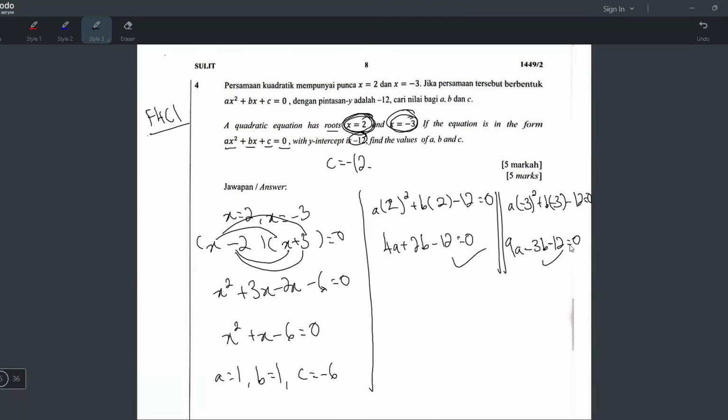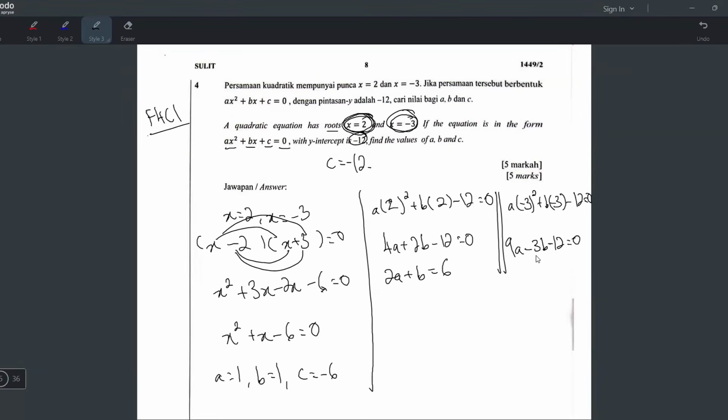Okay, looking at this and this, I know I have to do simultaneous. There's no other way. Yeah, because there are two unknowns. Okay, you can use substitution or elimination. But let's simplify first. So 4a, 2b, 12. Can divide by 2. So divide by 2, 2a, divide by 2, 1b. Negative 12 move there becomes positive 12, and then divide by 2 becomes 6.